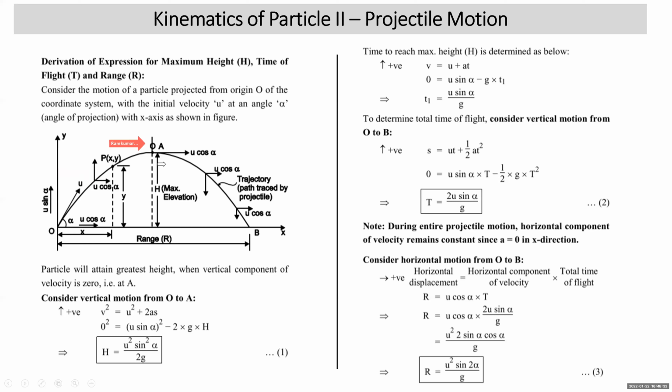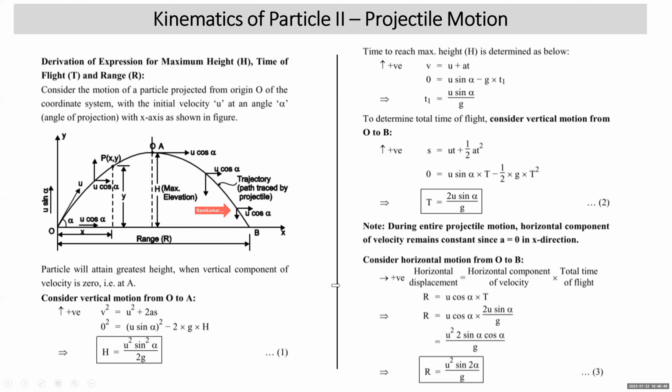Here also you can see that at point A, horizontal component velocity will still be u cos alpha, but vertical component is 0. At this point, horizontal component is u cos alpha, but vertical component will be downward. Here also horizontal component is still the same, u cos alpha, vertical is downward.